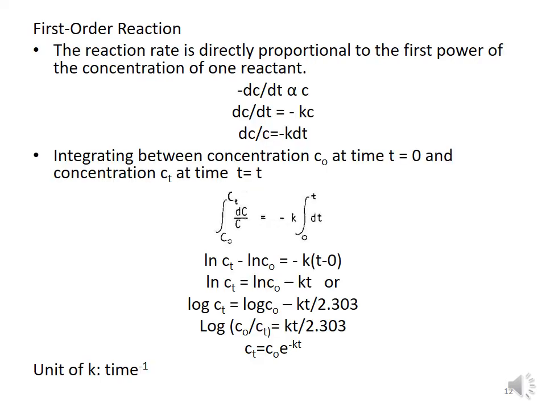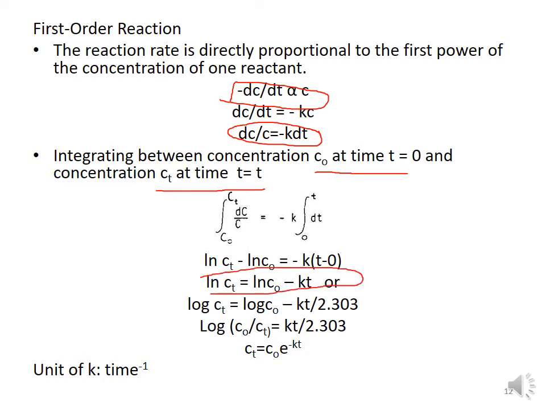For first order reaction, the reaction rate is directly proportional to the first power of the concentration of one reactant. Means minus dC by dt is related to the concentration, and the negative sign shows that there is a decrease in the concentration. Rearrangement of the equation, dC by C equals minus reaction rate constant multiplied by dt. Integration of the equation from the original concentration C naught at time equals 0 up to Ct at time equals t gives us the first order reaction equation.